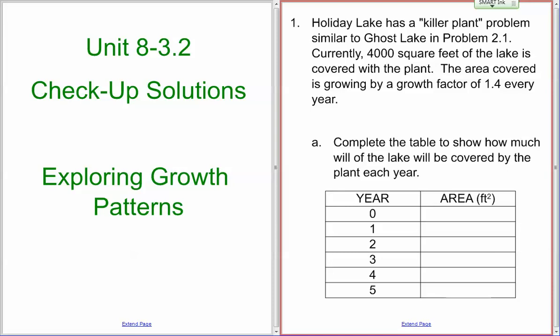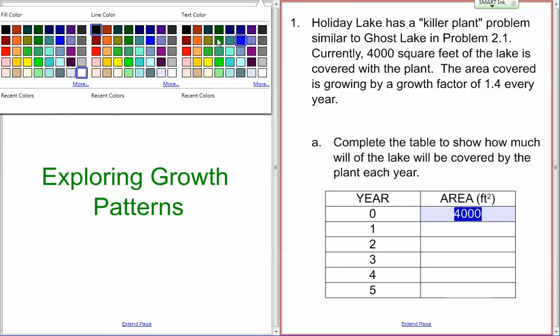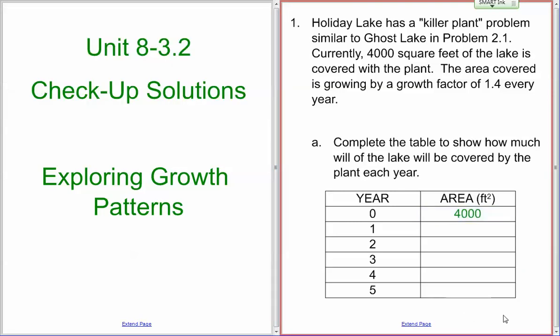Currently, 4,000 square feet of the lake is covered with the plant, and the area covered is growing by a growth factor of 1.4 every year. So the first thing I read is this 4,000 square feet of the lake is covered with the plant currently, like right now. I should probably make this green, because I usually make our starting amounts green. So 4,000 right now. And then we've got a growth factor of 1.4.